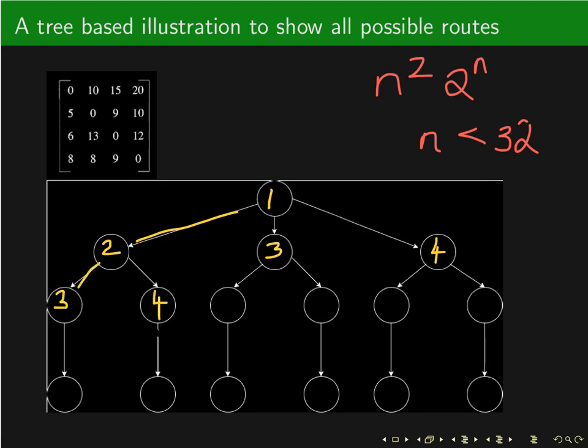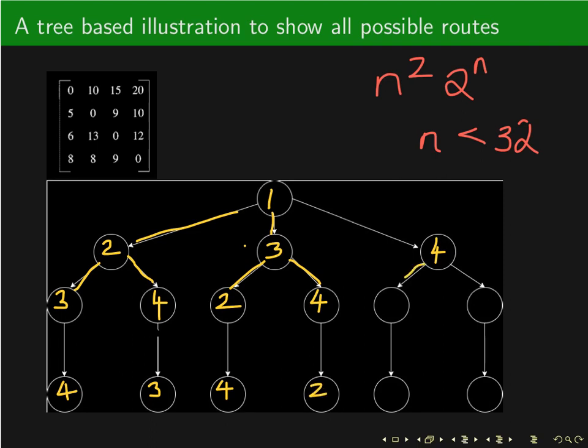Suppose you have taken this path, then the only left out city is 4. Suppose you have taken this path, then the left out city is 3. Now in this case, you have already taken 1 to 3, so you have two more possibilities. You can either go to 2 or 4. If you have taken this route, then you are left out with 4. And if you have taken this route, the only left out city is 2.